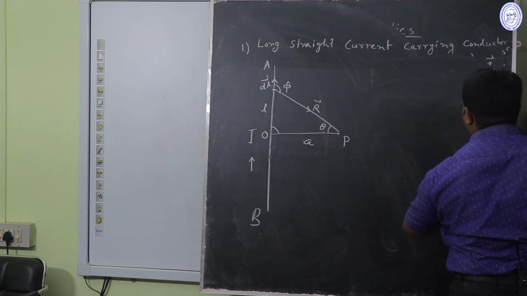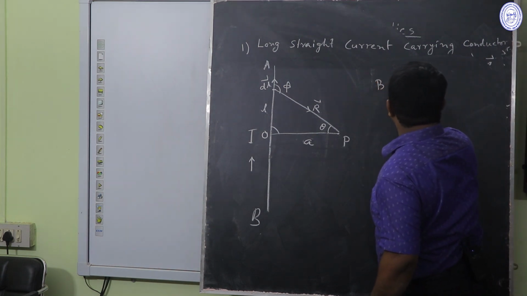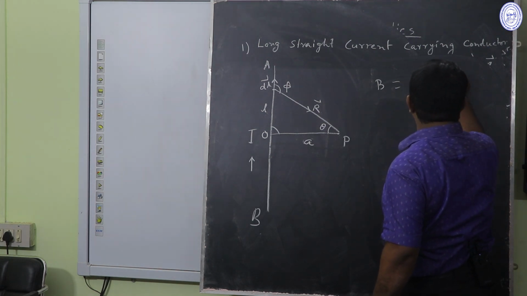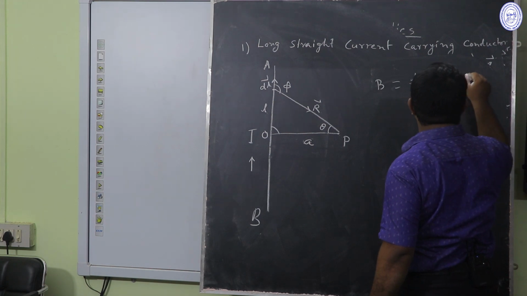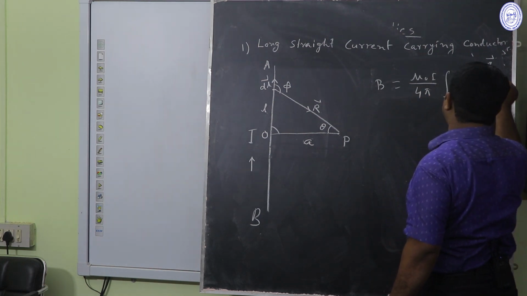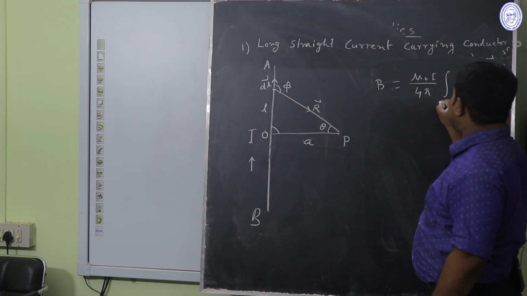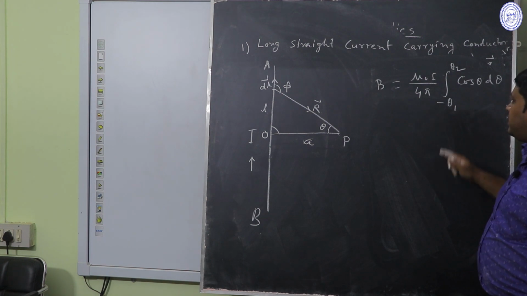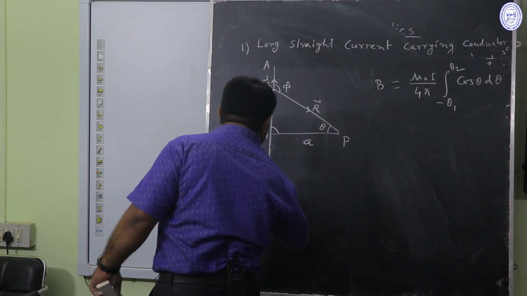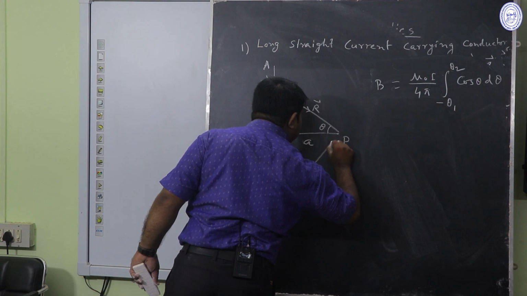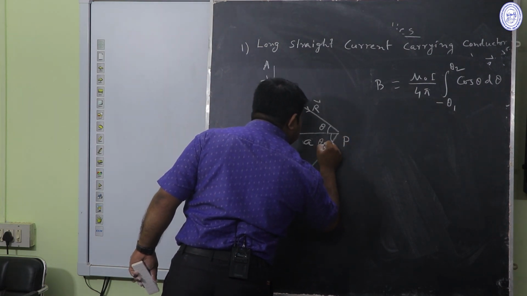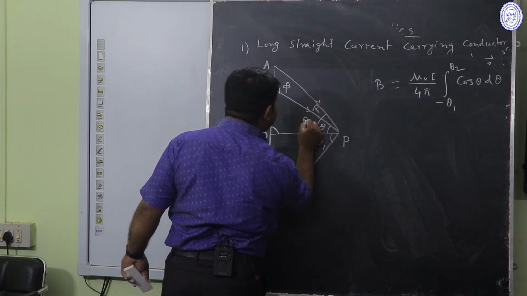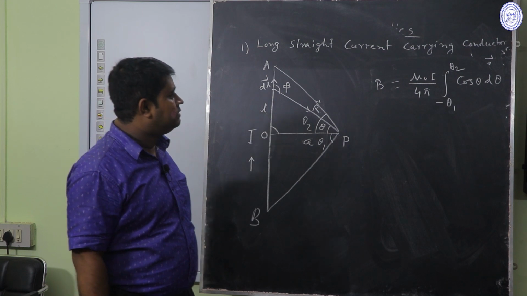The field due to the entire conductor is equal to mu 0 I by 4 pi, integration cos theta d theta. The limit of the integration is minus theta 1 to theta 2, where theta 1 and theta 2 give the angles of the end points of the conductor.